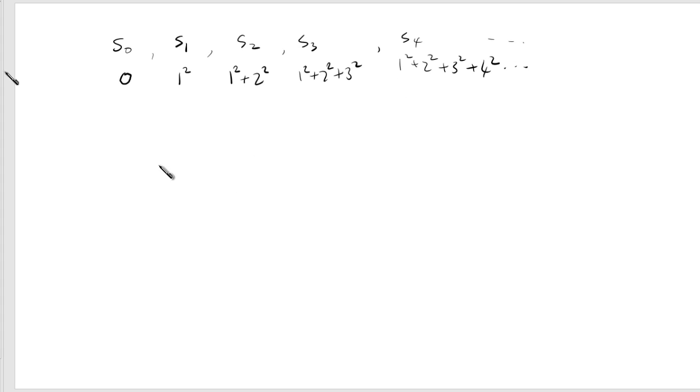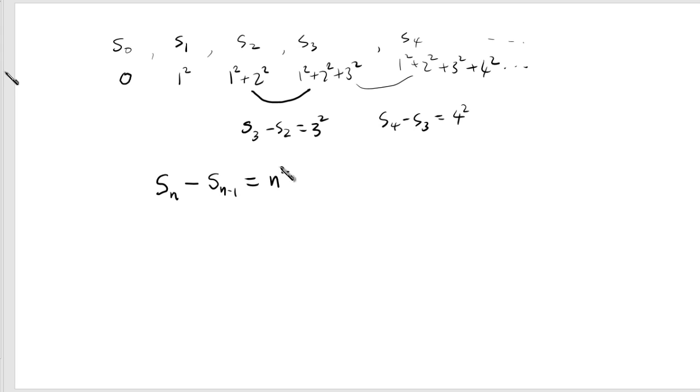eventually you see that there's some recurrence relation you can talk about, which is that anytime you take the two neighboring sequence values and you subtract, S3 minus S2, these will cancel, and you're going to end up with 3 squared, right? The same thing here. If you subtract S4 minus S3, it's going to be 4 squared. So in general, if you take the nth sequence term and subtract the one before it, you're going to get n squared. Okay. And then S0 is equal to 0.